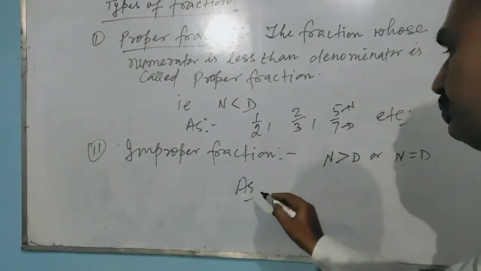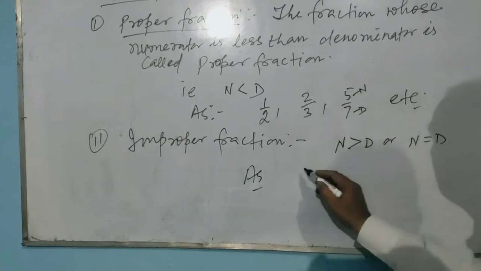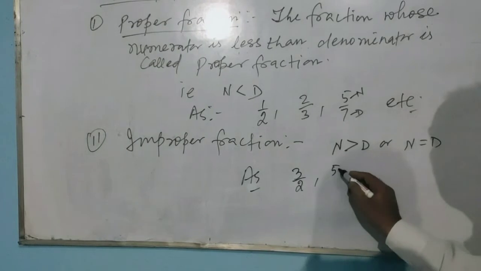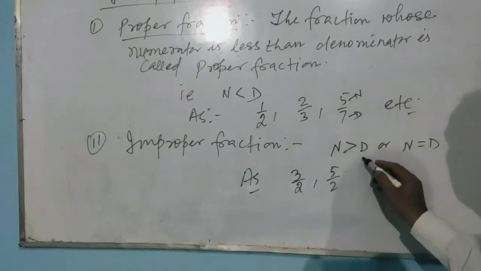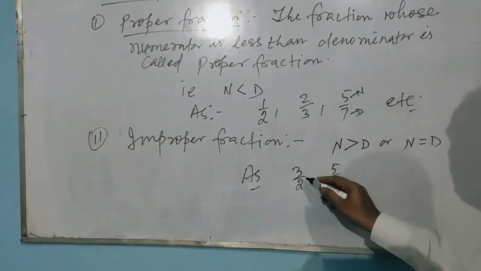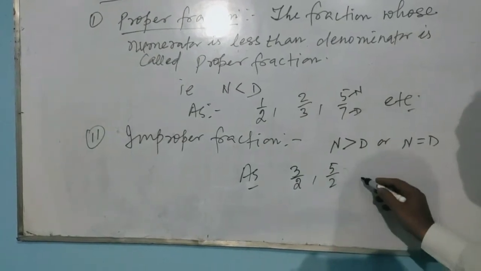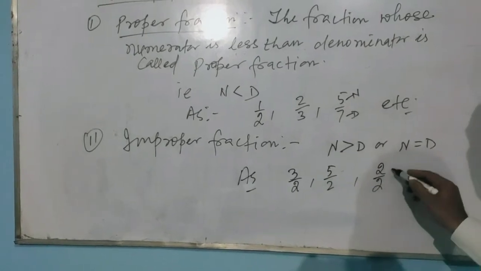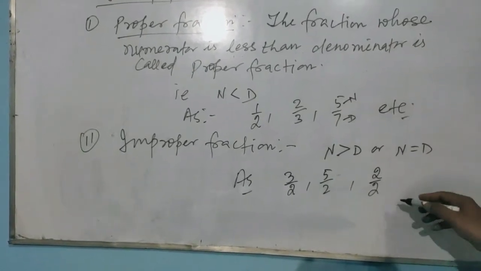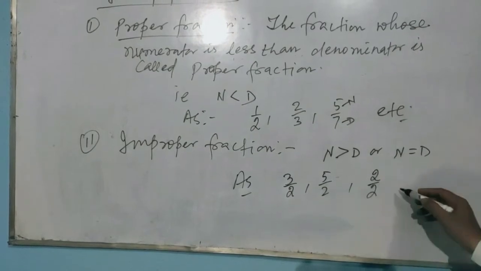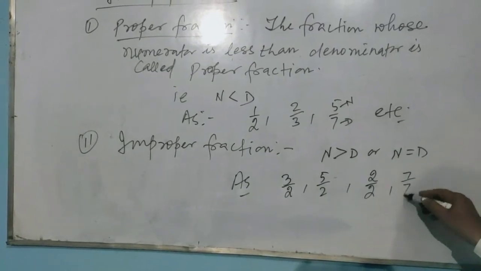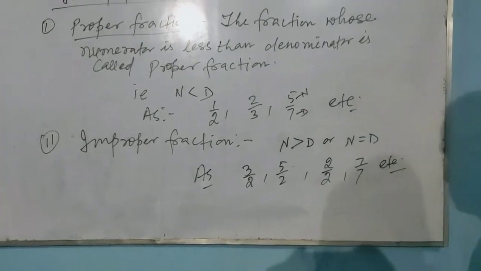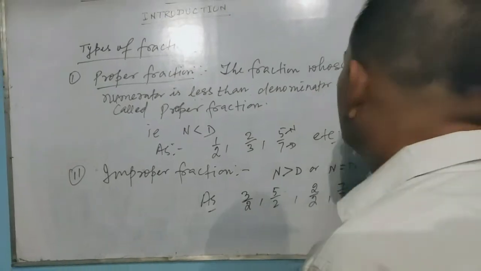Example, 3 upon 2, 5 upon 2. Here numerator is greater than denominator. Next, 2 by 2, numerator and denominator are the same, it's called an improper fraction. 7 by 7, improper fraction, etc. Okay, understood?